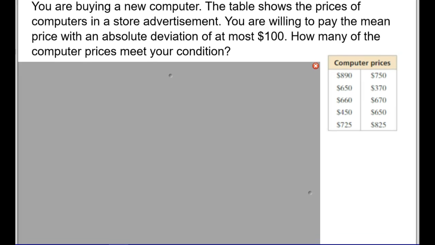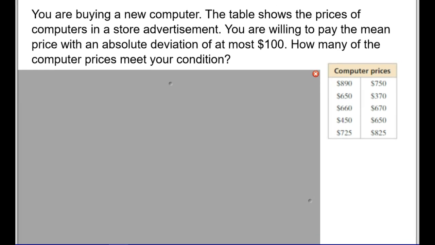So now here's this real life situation, our second learning target. You're buying a new computer. The table shows the prices of computers in a store advertisement. You're willing to pay the mean price with an absolute deviation of at most $100. How many of the computer prices meet your criterion?